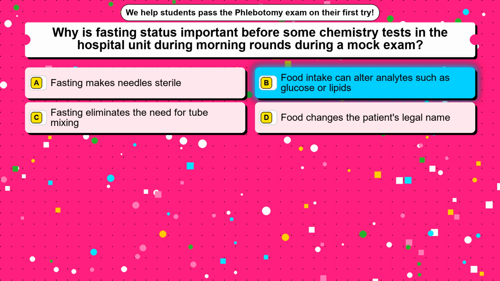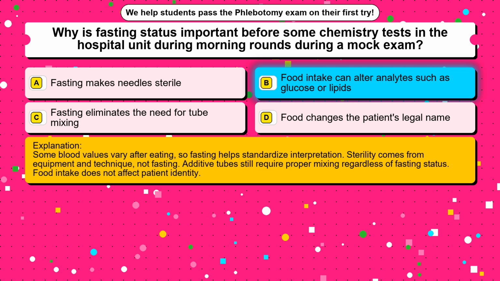The correct answer is option B. Food intake can alter analytes such as glucose or lipids. Some blood values vary after eating, so fasting helps standardize interpretation. Sterility comes from equipment and technique, not fasting. Additive tubes still require proper mixing regardless of fasting status. Food intake does not affect patient identity.